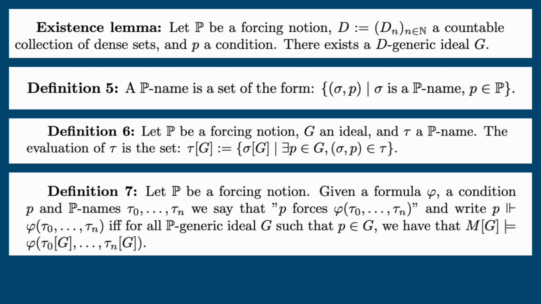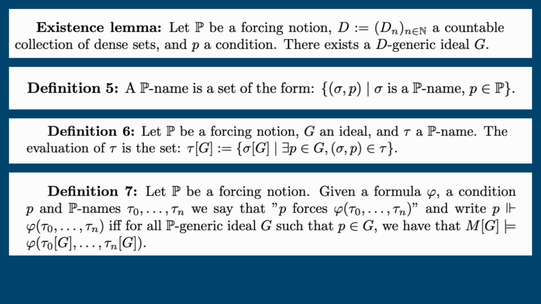Moving on to definition number 6, it says again, let P be a forcing notion, G an ideal, or as we mentioned, generic filter, and tau a p-name. The evaluation of tau is the set tau of G. Without delving into details, in simpler terms, tau of G is the set you get when you quote-unquote apply the generic filter G to tau. And this evaluation process gives us the real objects in this new forced universe from the potential objects that were described by p-names in the ground model.